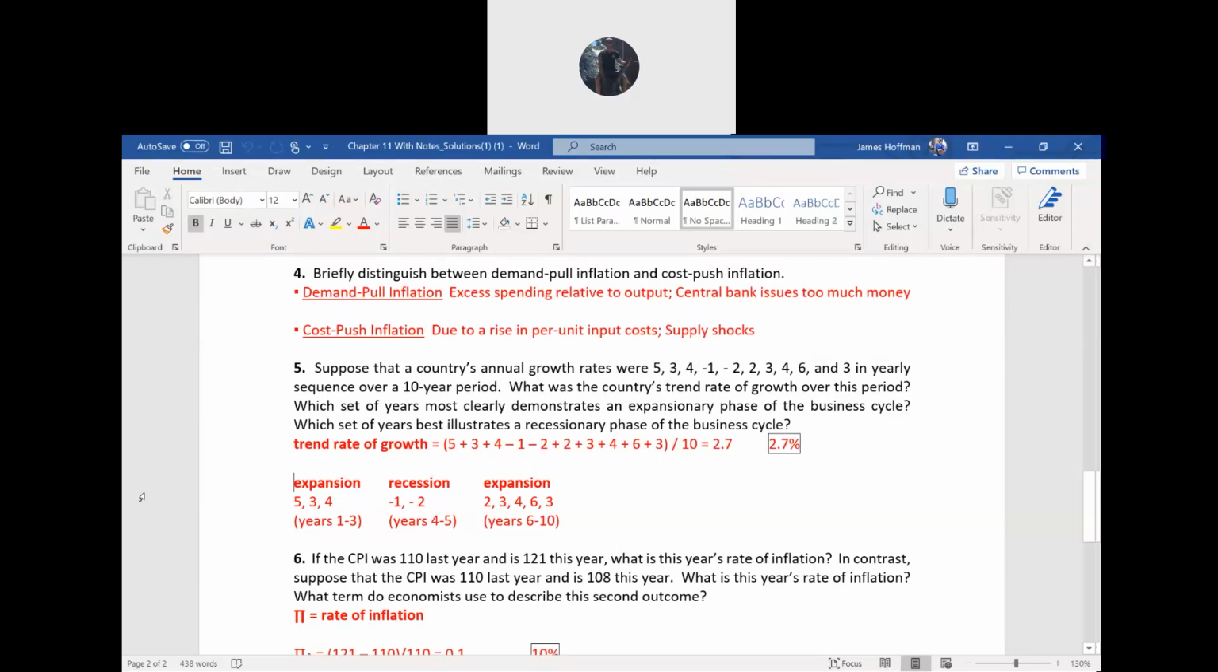So years 1 to 3, growing at 5%, 3%, and 4%. So even though the growth rate went from 5 to 3, the economy is still growing, so we're still in an expansion. But in years 4 to 5, the economy fell by 1% and fell by 2%. Those are recessionary periods. And then years 6 through 10, the economy is growing at 2%, 3%, 4%, 6%, 3%. All right, so anytime the economy is growing, that's an expansion. And then when the economy drops, or is declining in growth, then that's a recession.